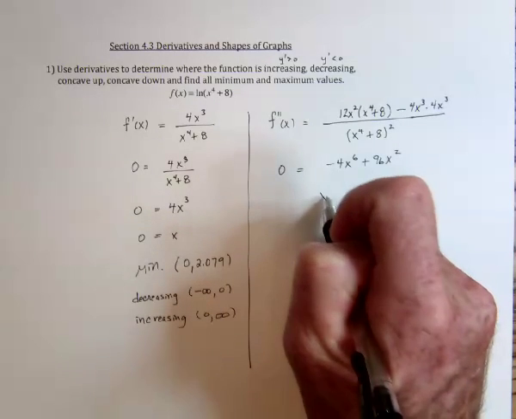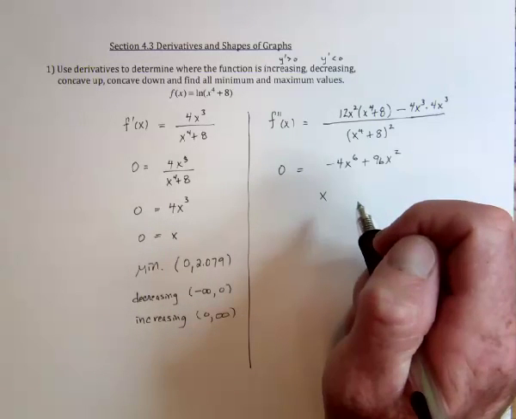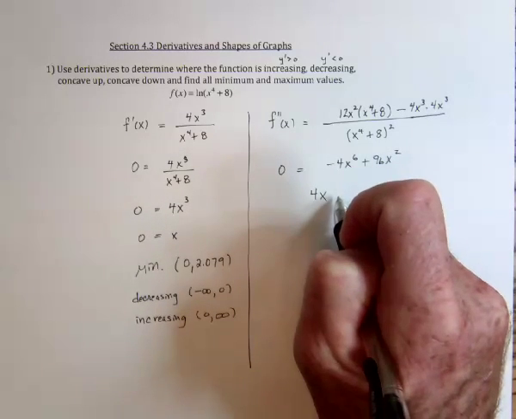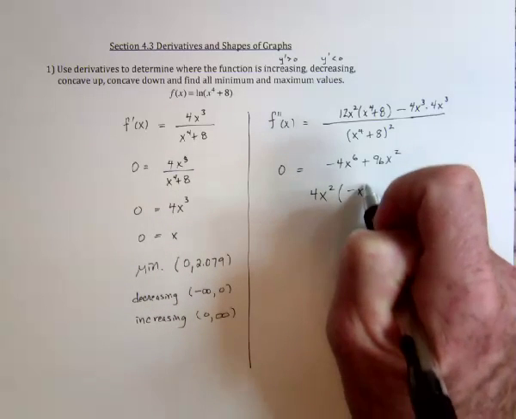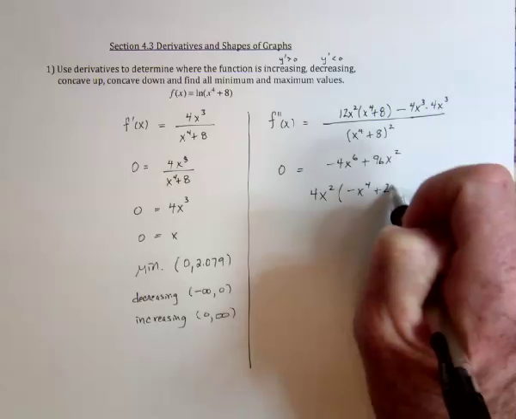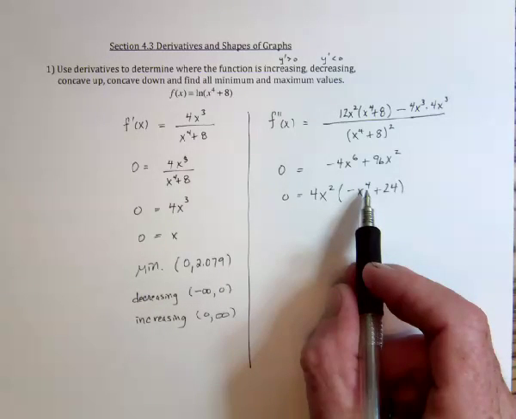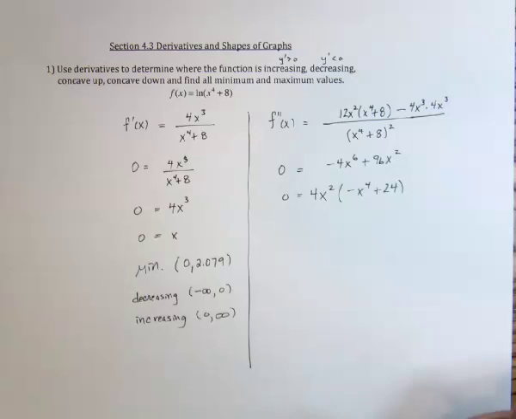And then factor. So let's see, I could factor out a 4, and that would leave 24. So I'd leave negative x to the 4th and 24. There we go. And so we're going to get, from this, we could either get all real numbers or some combination of real and imaginary.